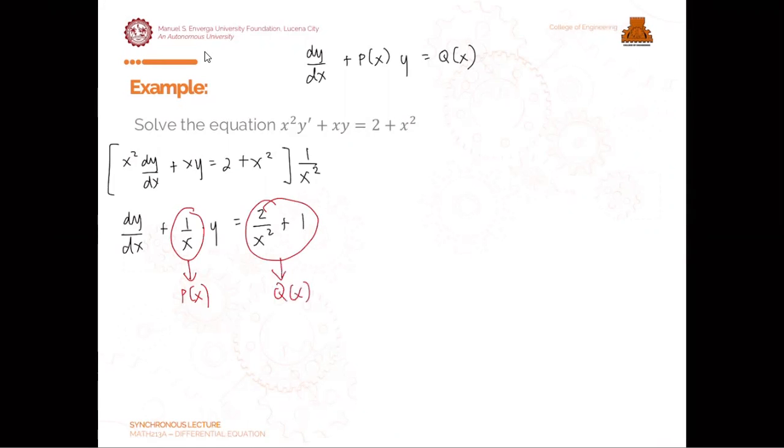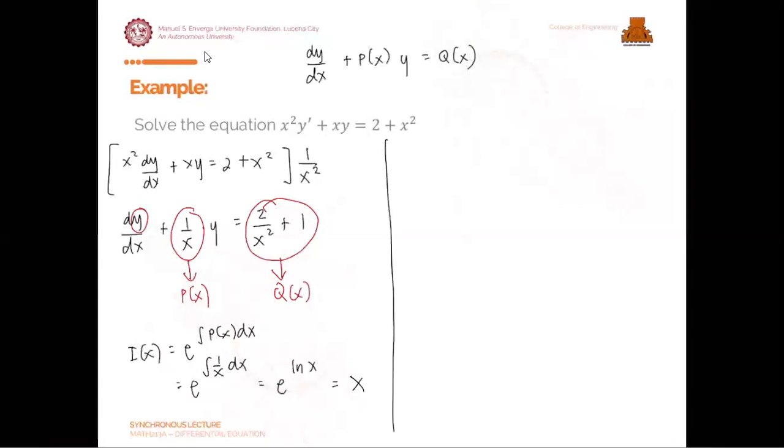Okay. So, check natin kung linear. So, ang dependent variable natin is si y. So, pag check natin, si y is naka-raise sa 1. So, therefore, linear siya. So, pwede mo nang gamitin yung formula ng integrating factor which equals to e raised to integral of p of x dx. Okay? So, yung value ng p of x natin is 1 over x dx. So, we have e raised to ln of x or yung value is x. So, ibig sabihin, multiply natin by x yung original equation natin.